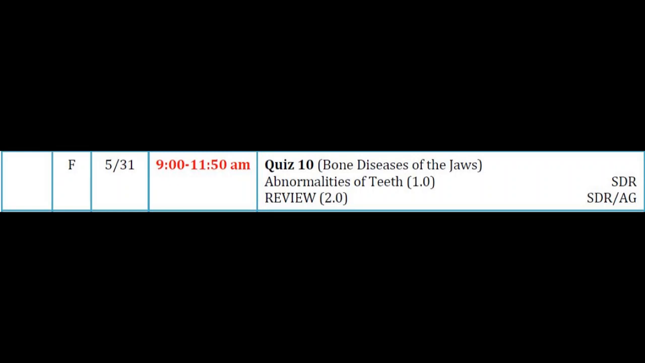Do we know of anything that can do that? Erosive lichen planus. Erosive lichen planus can do that. On the tongue, it can be more plaque-like. That's a hard one. But you have to describe it first before you can diagnose it.